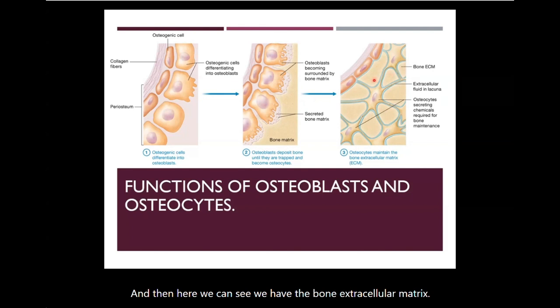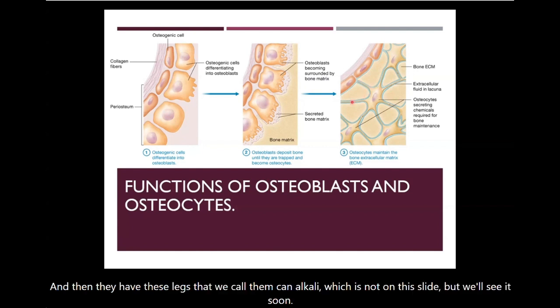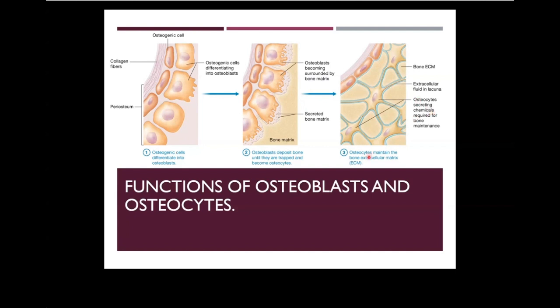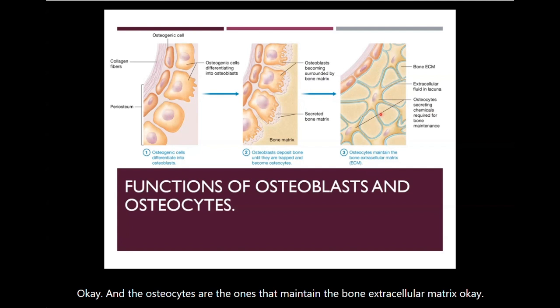And then here we can see we have the bone extracellular matrix. Do you see here in the middle, like one here, one here, one here, one here? What are these? Osteocytes, right? These osteogenic cells became osteoblasts. They made their way all the way inside the matrix, and now they are osteocytes. Osteocytes are going to be surrounded with a lacuna, and then they have these legs that we call canaliculi, which is not on this slide, but we'll see it soon. Okay, and the osteocytes are the ones that maintain the bone extracellular matrix. So this is how osteoblasts become osteocytes.